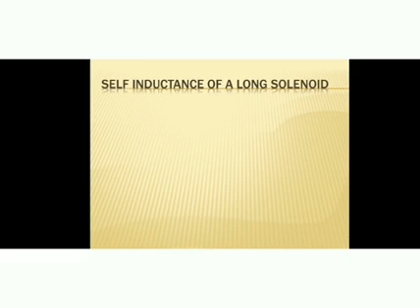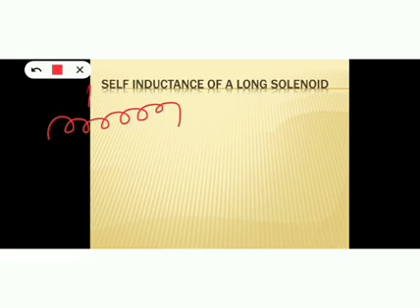Next, let's discuss the expression for the self-inductance of a long solenoid. For that, consider a long solenoid like this. Let L be the length of the solenoid. And what is the expression for the magnetic field in the solenoid? We had studied it in our previous chapters. The magnetic field inside the solenoid is mu 0 n I, where mu 0 is the permeability of free space, small n is the number of turns per unit length of the solenoid, and I is the current flowing through the solenoid.